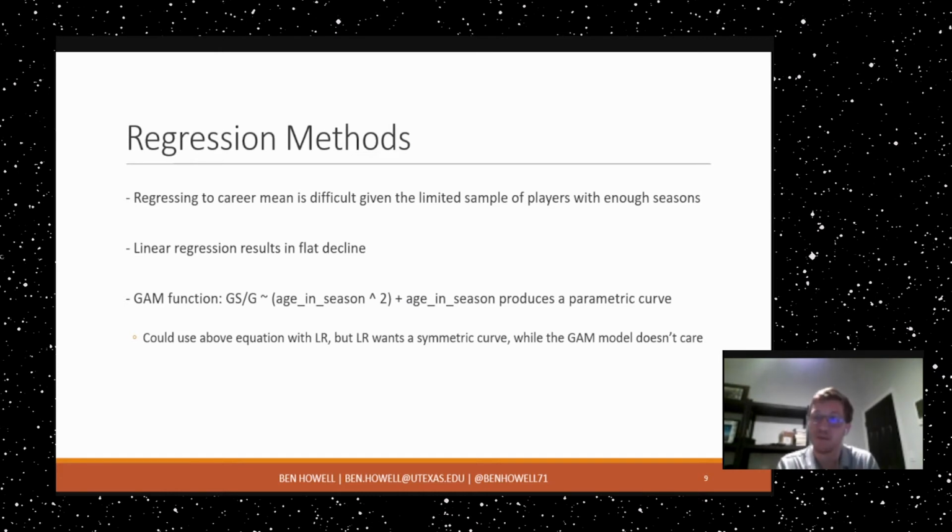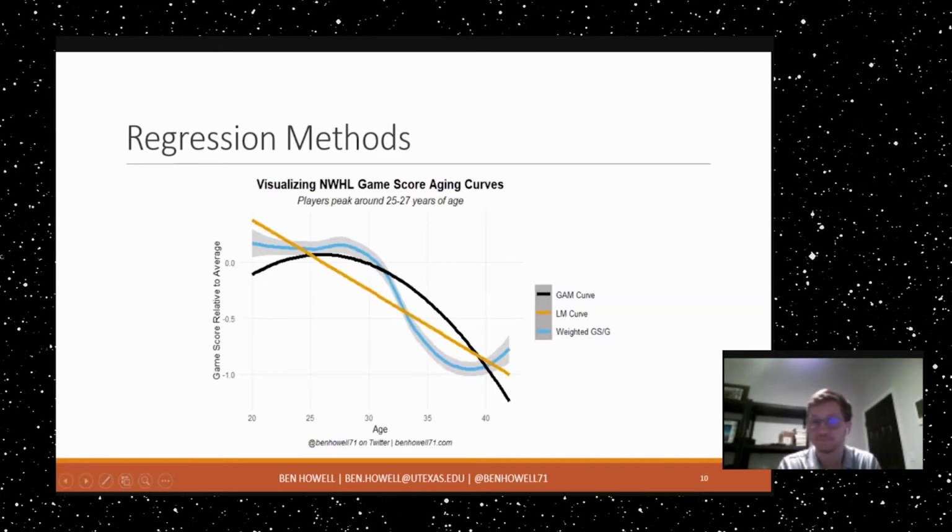Which we see here. There are three lines on this graph, and the blue one is essentially just weighted game score per game for each year of every player in the NWHL. We see it hold about constant, slightly above average, until you get to about 27, 28, and then it starts to decrease. There is this weird little uptick at about 40. Once you get beyond 35, there are very few seasons in the data, so that's just skewed by the lack of complete data. And this yellow curve is the linear regression.